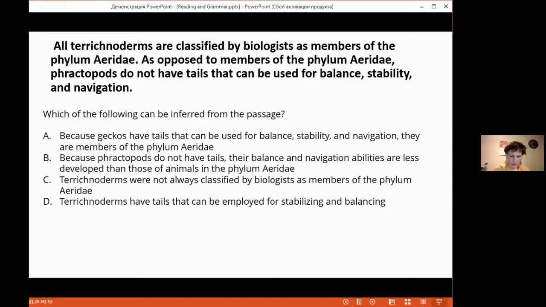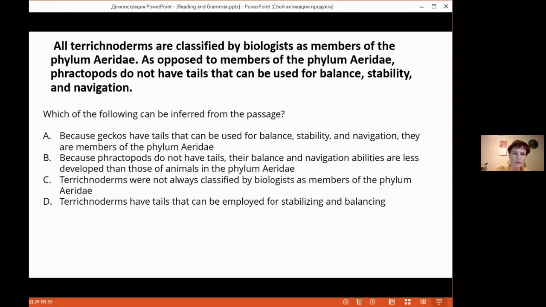But actually, there is no information about how we only know that Pterichnodems are members of this phylum Arida. We do not know what is the principle of putting any species into this phylum. That's why option A is not right.